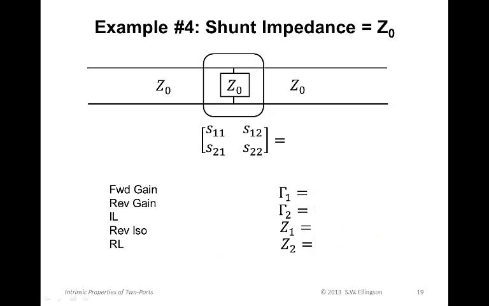Okay. Here's an example that you can work out on your own, and that's the example of a shunt impedance equal to the reference impedance. I suggested you do this on your own as an example in the previous lecture, and I'm just continuing that here. So I'll not give you the answers, but hopefully you can work through this in the same manner that we've done the previous examples.